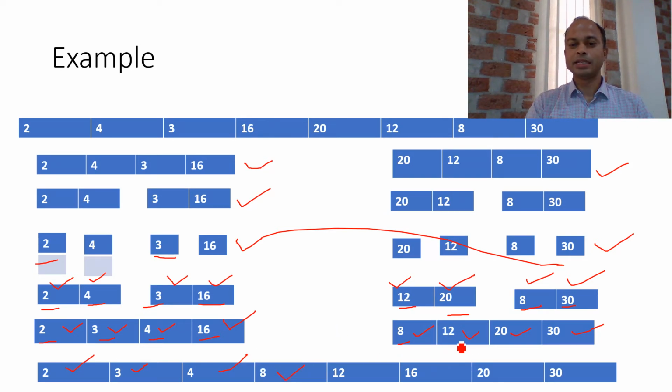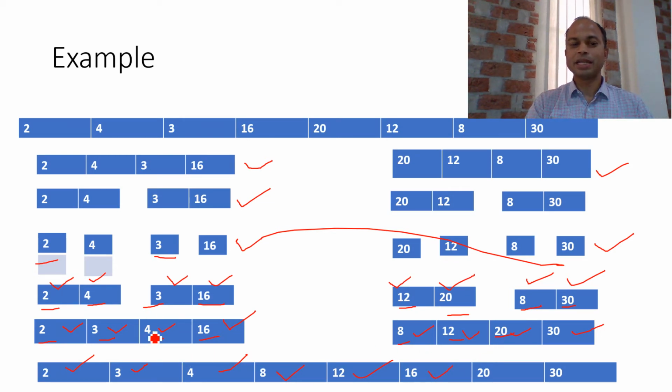Now this 16 and 12 are compared. Smaller one is 12, so we have taken 12 here. Now 16 and 20 are compared. Smaller one is 16, so we have copied 16 here.